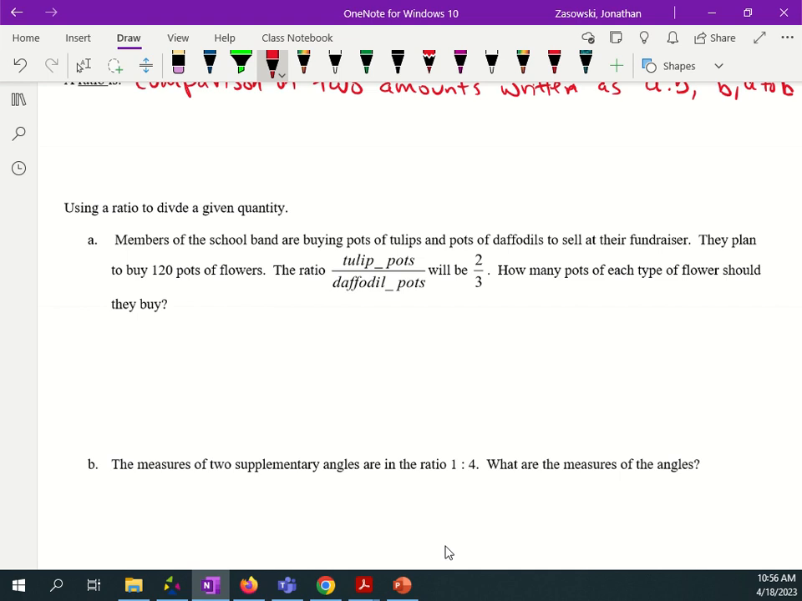So what we're going to do is make what's called a tape diagram. We're going to draw ourselves essentially a long rectangle, okay? And we are going to cut this rectangle into how many parts? 5 parts. The reason is because there are 2 parts. These first 2 squares are going to represent our tulips, and these other parts are going to represent our daffodils.